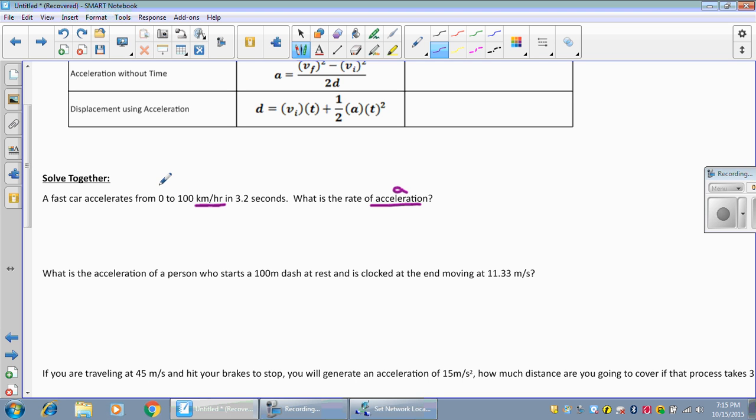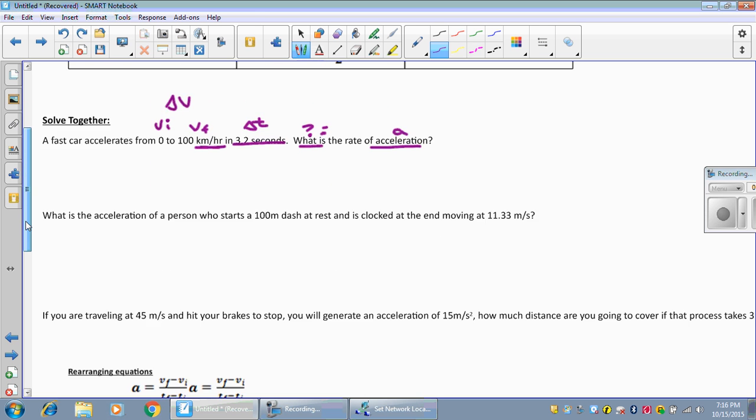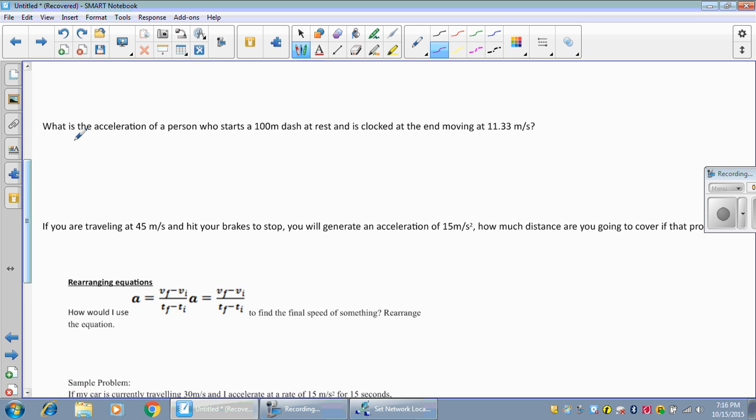So this is velocity initial. This is velocity final, right? This collectively would be called your change in v, right? 3.2 seconds. That's a change in t. What is the rate of acceleration? Is an equals, right? Did you get all these? If not, we got to get better, all right? Try the next one. Pause it and try this out.